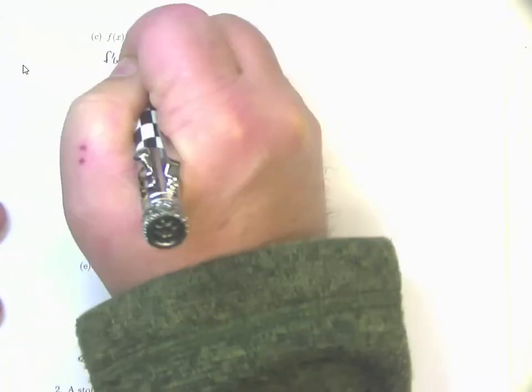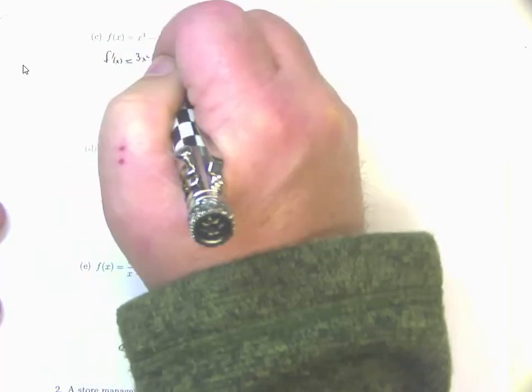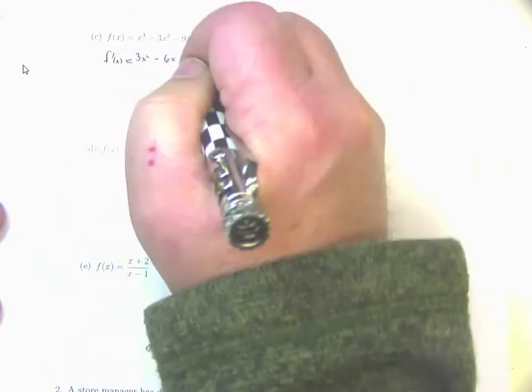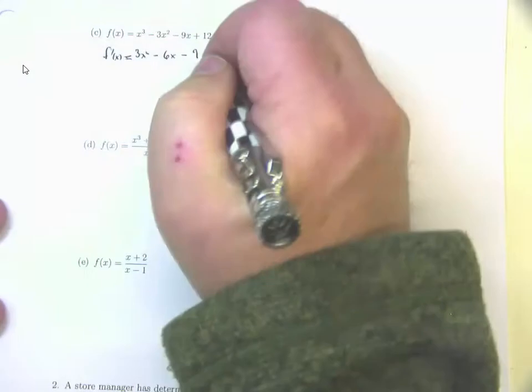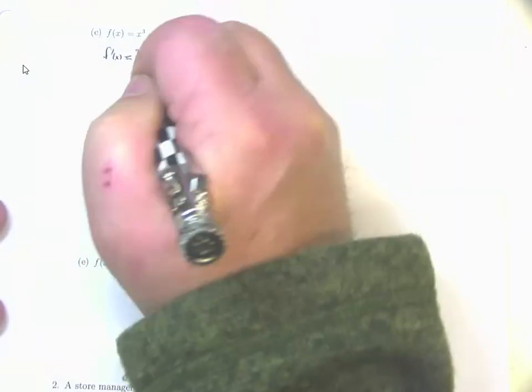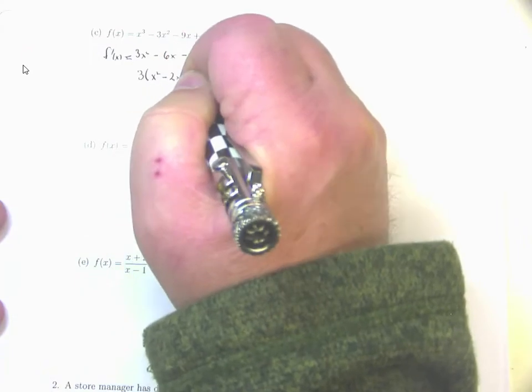Derivative of x cubed is 3x squared, minus the derivative of 3x squared, which is 6x, minus the derivative of 9x, which is 9, and the derivative of 12 is 0. There's my derivative. I'm going to set it equal to 0 and solve. I'm going to factor a 3 out of it. That leaves me with x squared minus 2x minus 3 equals 0.